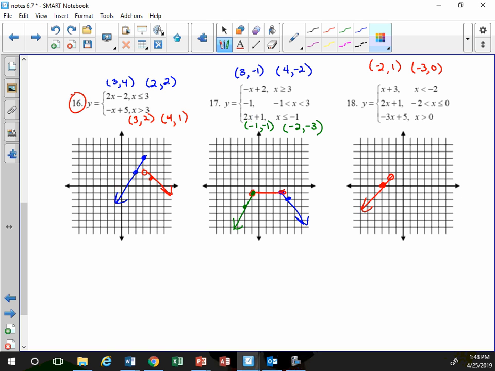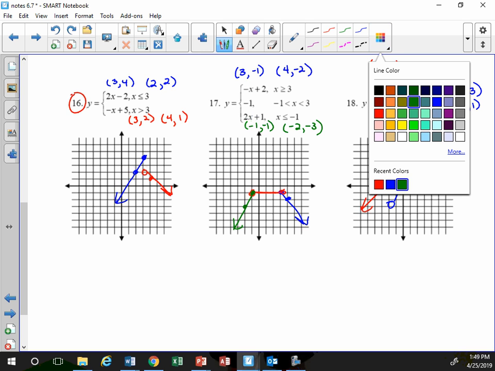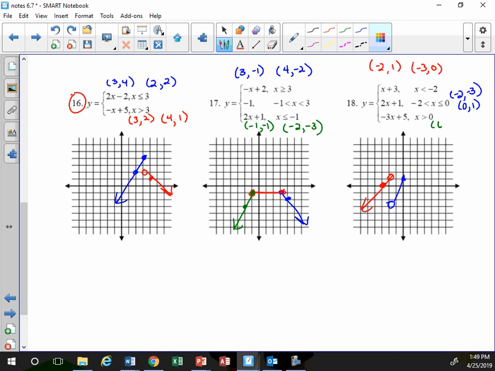All right, in the middle one, I've got endpoints. So when I start at -2, I get -3. That is also open. And 0 gives me 1, which is filled in. I think this one's just weird looking. Then I start at 0, 5. Open. Bigger than 0, so I'll use 1. 2. Okay.